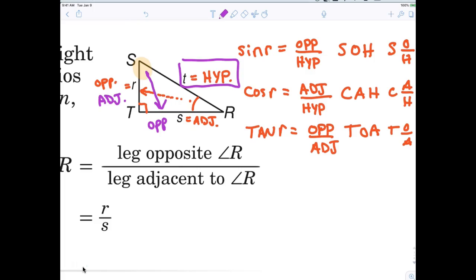From a perspective. If I'm talking about angle R, side R is the opposite, side S is the adjacent, and T is the hypotenuse. Everybody okay with that?